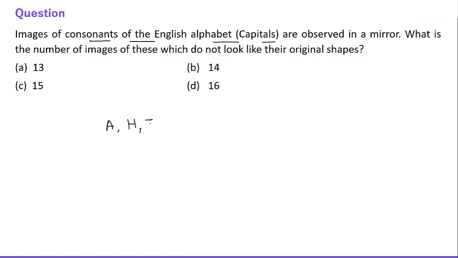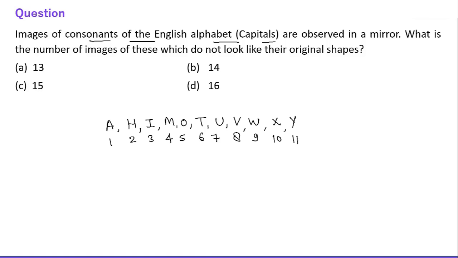So A, H, I, M, O, T, U, V, W, X, Y, right? So this is 1, 2, 3, 4, 5, 6, 7, 8, 9, 10, and 11. So these are 11 alphabets whose mirror image are exactly same. Fine. But the question is saying the consonants, right? So just remove the vowels. A, I, O, U. So these are the vowels. So just remove these vowels. So now 7 consonants are left.